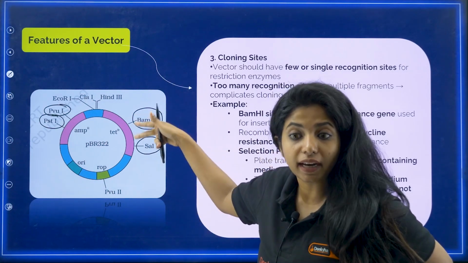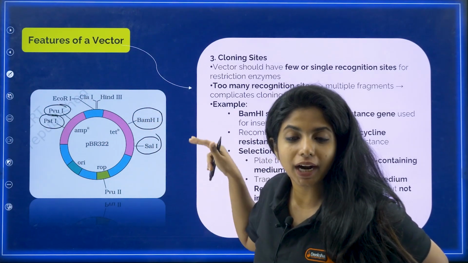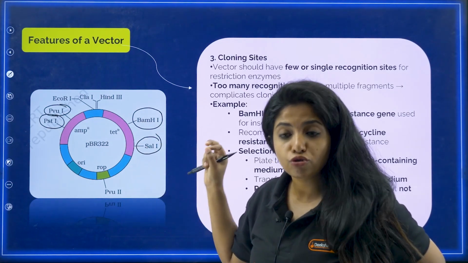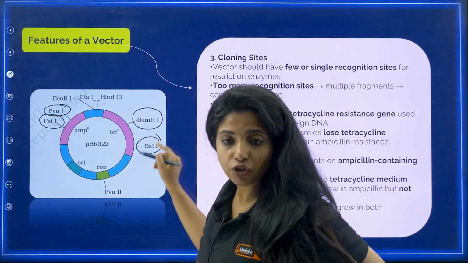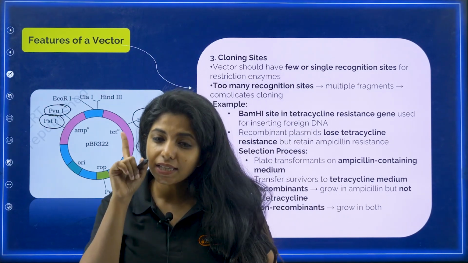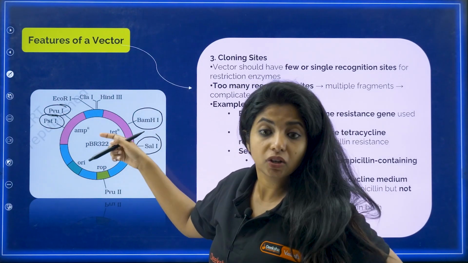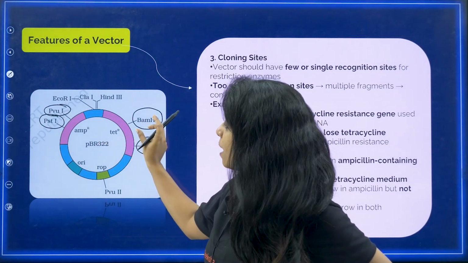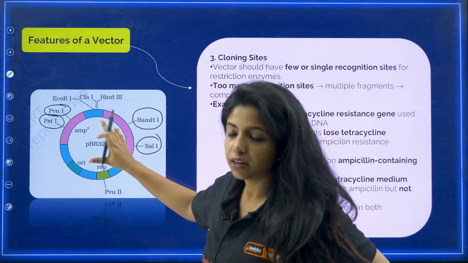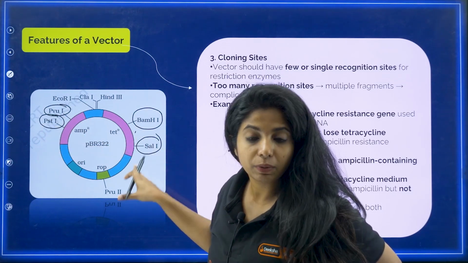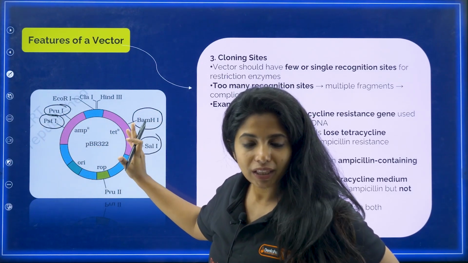Suppose they do not have sites, will they be able to cut? No. Will they be able to work over here? No. So definitely each enzyme should have what? A single recognition site. It should not have multiple recognition sites. If it has multiple recognition sites, my dear children, what will happen? Suppose BamHI has a recognition site over here and here also. It will cut the DNA over here and here also. So will the plasmid have a proper structure? No, that structure will be lost.